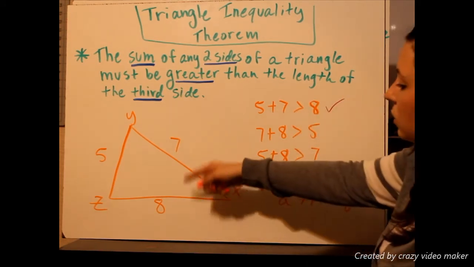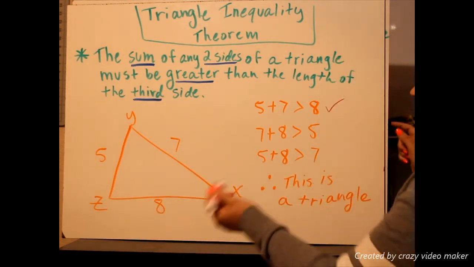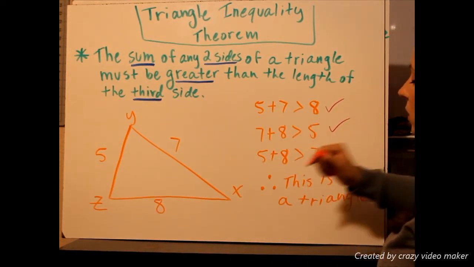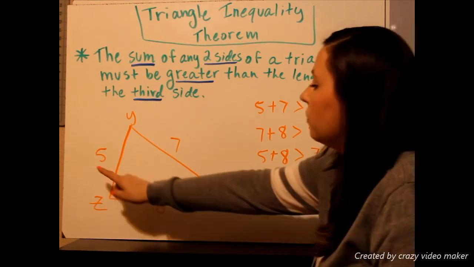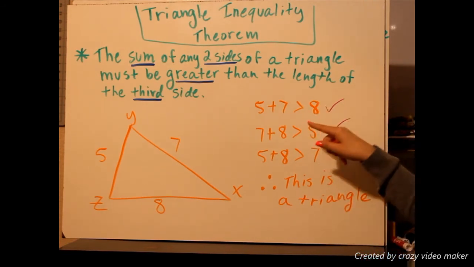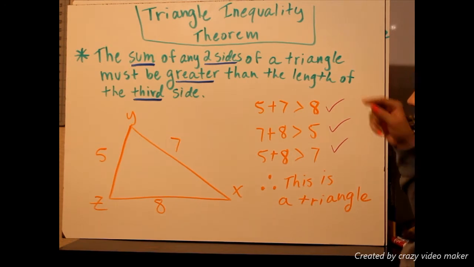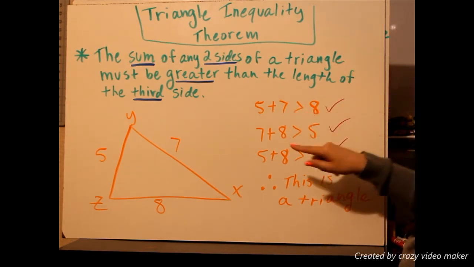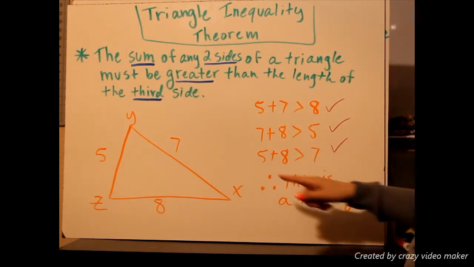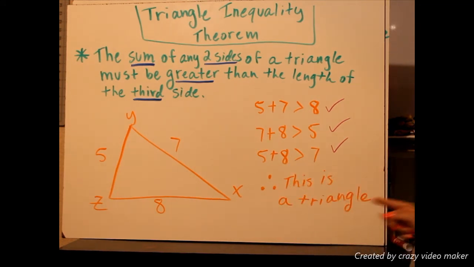Now we go on to the next two sides. 7 plus 8. Is that greater than 5? Yes. Then you check out your last pair. 5 plus 8. Is that greater than 7? Yes. Because all three of these statements are true, this forms a triangle. So 5 plus 7 is greater than 8. 7 plus 8 is greater than 5. 5 plus 8 is greater than 7. Therefore, this is a triangle.